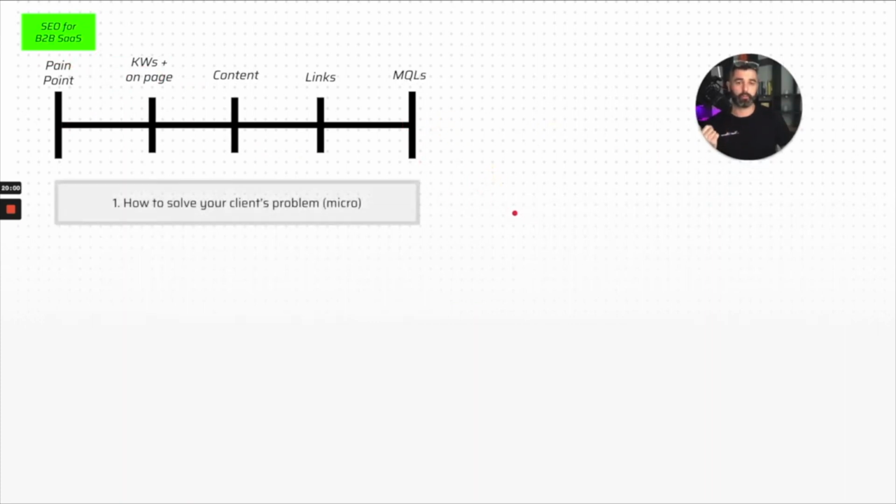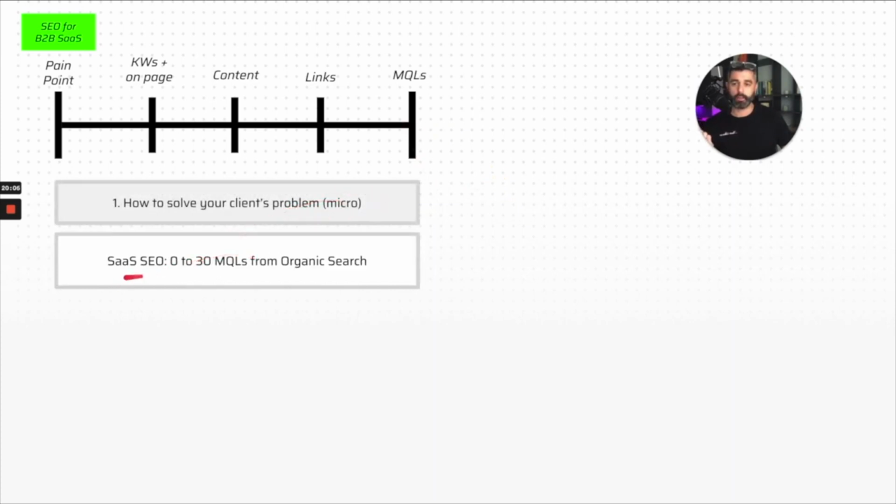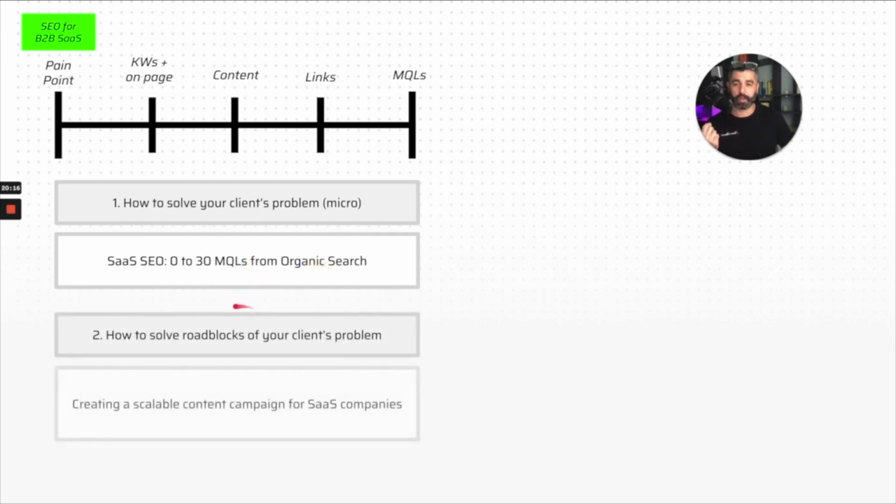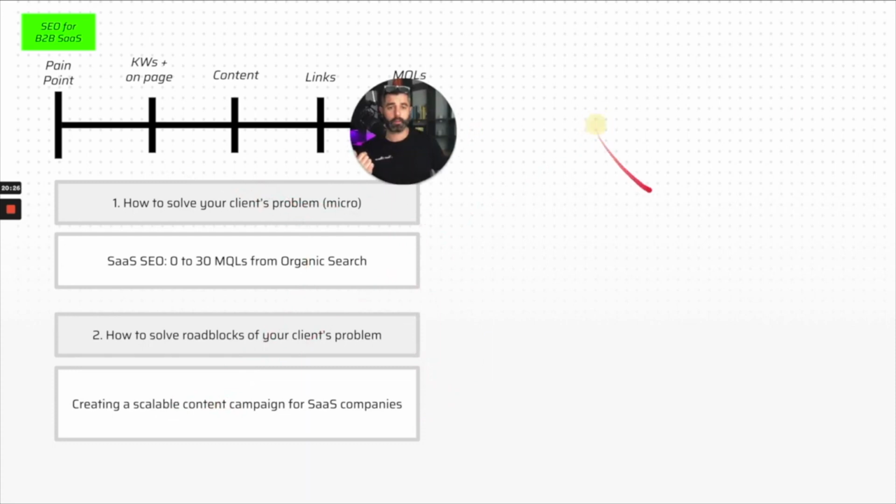This is again something that we're really pushing our agency to specialize more and more in. So the micro conversion here is a SaaS SEO, 0 to 30 MQLs from organic search. Again, very specific, speaking in their language. They use terms like MQLs and SQLs. So we want to make sure that we're speaking their language and using their copy, solving roadblocks, creating a scalable content campaign for SaaS companies. I know that they have a huge issue with keeping up with content production. So let's talk about how they can do that.